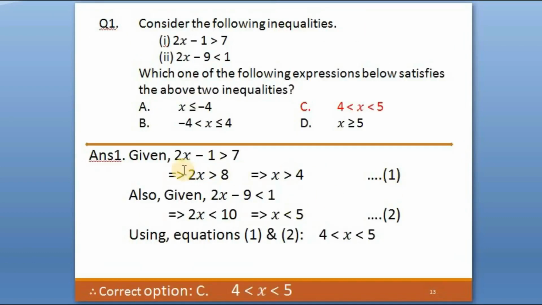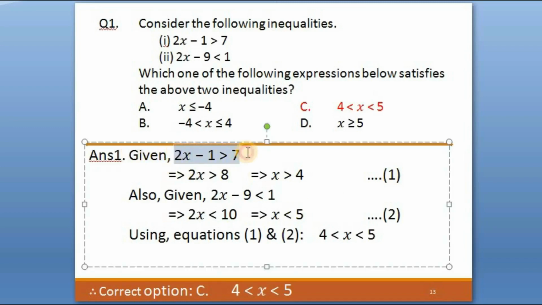The first equation is given as 2x minus 1 is greater than 7. This implies 2x is greater than 8. This implies x is greater than 4. Similarly, the second equation says 2x minus 9 is less than 1. This implies 2x is less than 10 and x is less than 5.